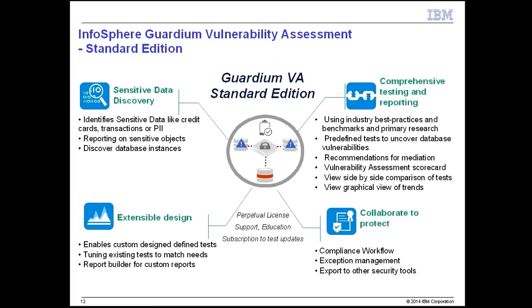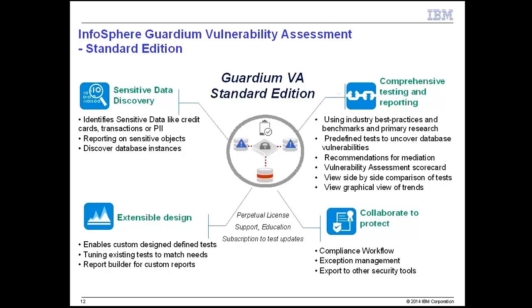If I drill down on the next slide a little more on what is in the standard edition, which in my mind is the core capability, when we talk about sensitive data discovery, it gives you the ability to identify sensitive data like credit cards or other personally identifiable information that make your databases vulnerable to attack, or things you really don't want people to be able to get at within a data breach. It then does reporting on the sensitive objects, but it also has the ability to automatically discover database instances, which is surprisingly a common problem.